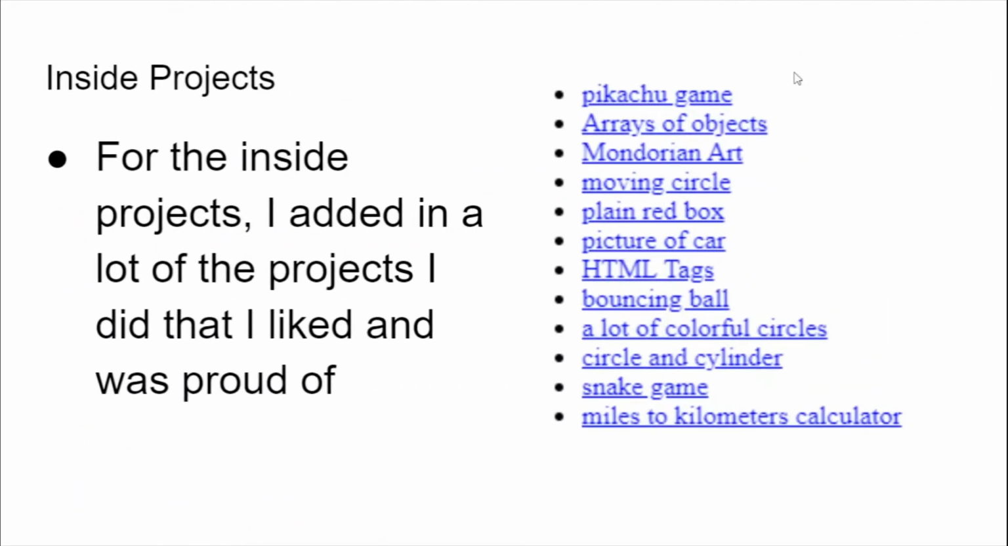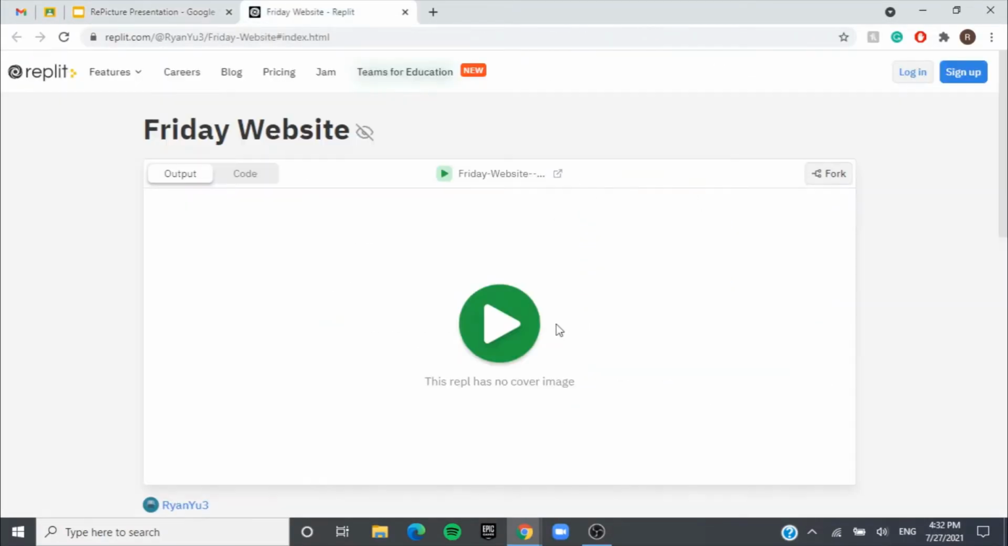We then added a lot of projects inside, and for the inside projects, I added a lot of projects that I liked and that I was proud of. Here are some: Pikachu game, array of objects, Mondrian art, moving circle, plain red box, picture of a car, HTML tags, bouncy ball, a lot of colorful circles, circle and cylinder, snake game, miles to kilometer calculator. I'll show you an example.